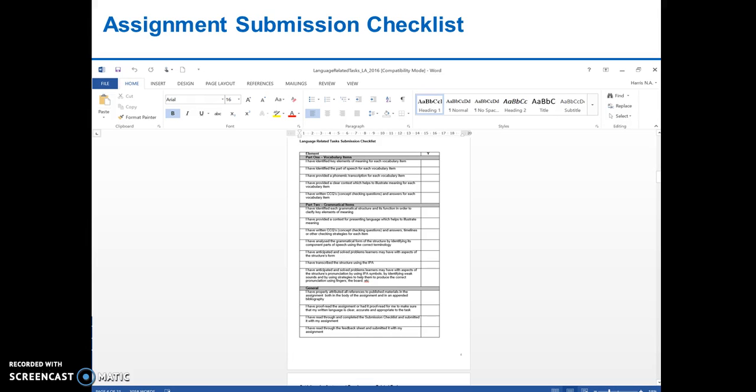Make sure that you can answer yes to each part of the 3 parts of this submission checklist, because if you can't, it's highly likely that your work will be returned to you as a resubmission. If there's anything that's not clear, obviously, please speak to your tutors on the course who are happy to help you.